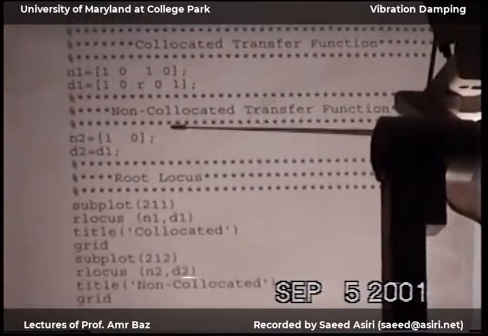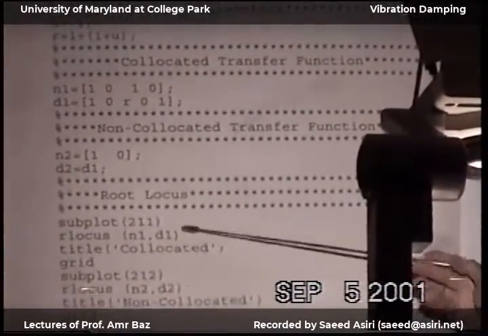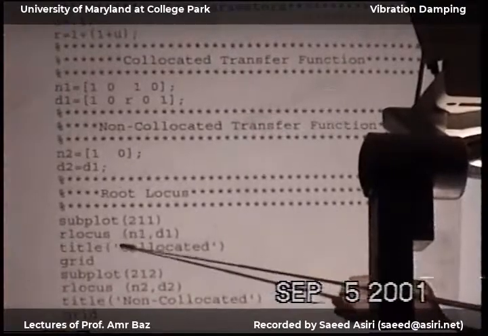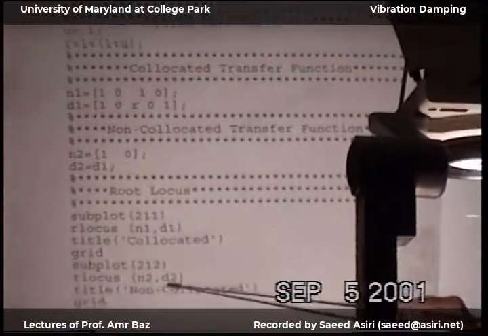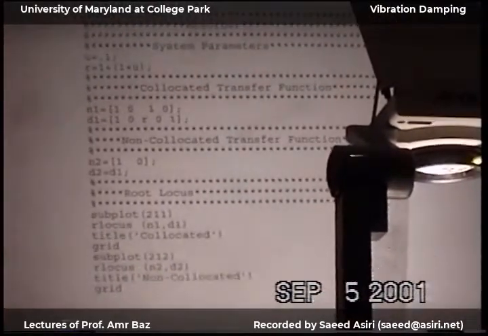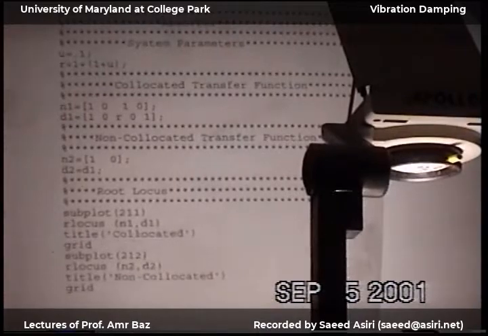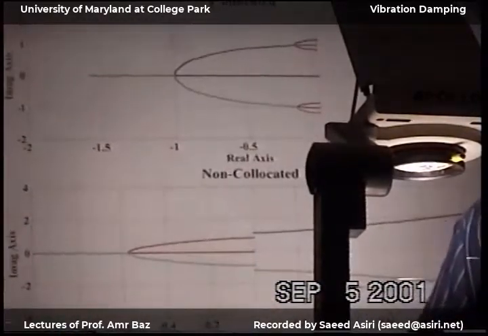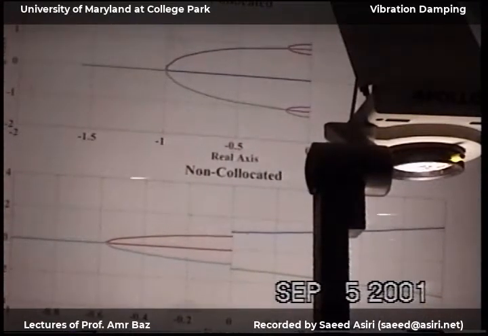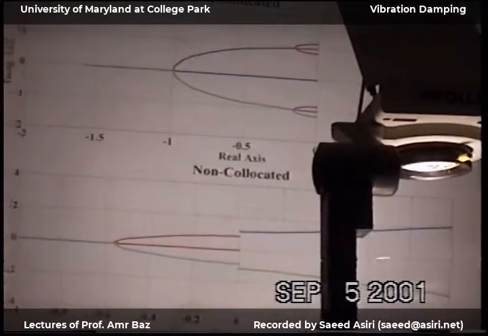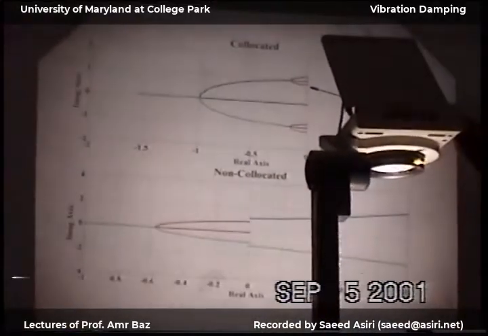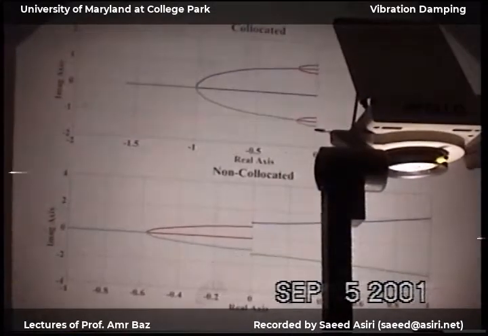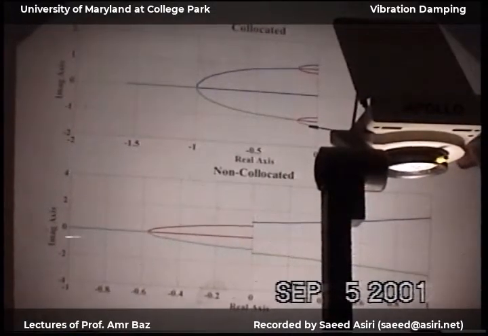The numerator is different. Now I go in, I call root locus. Very simple command. Root locus N1 and D1. And then the same story for the other one. And the resulting plots are what you have. The important thing here is that this is a pole. This is a 0. This is a pole. Pole, 0 and pole. These are the open loop characteristics.